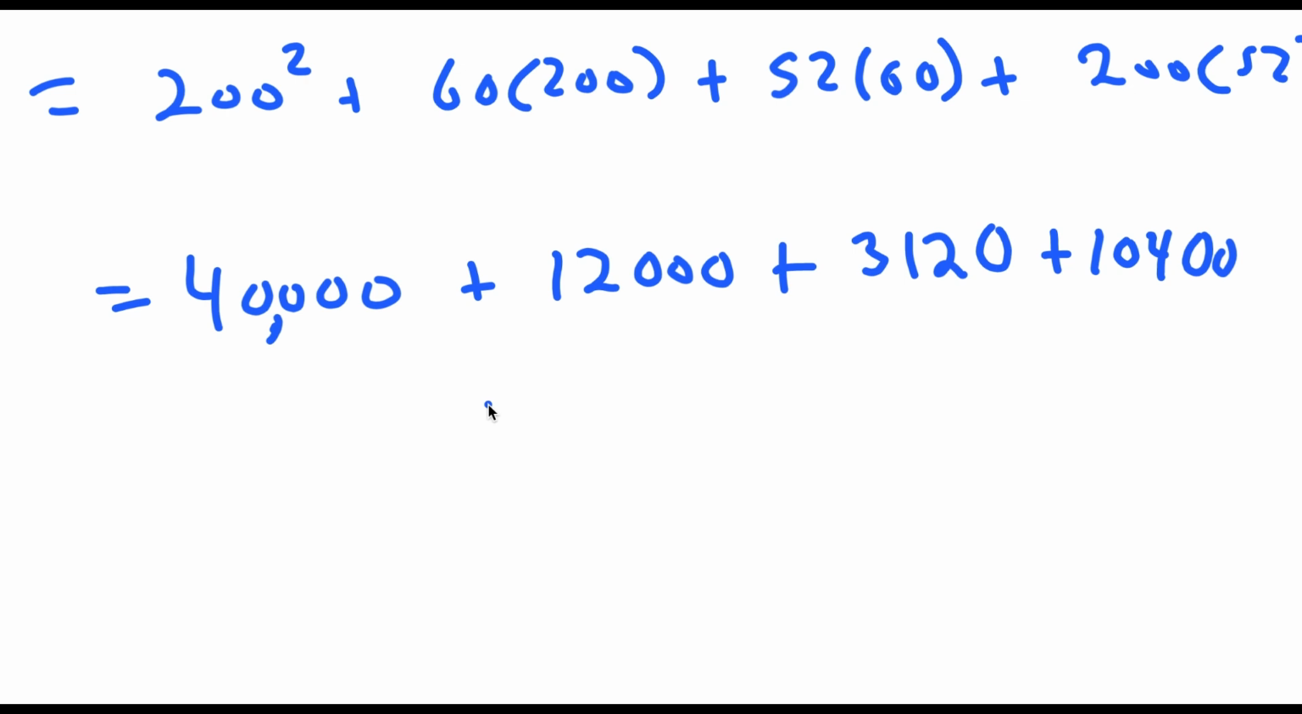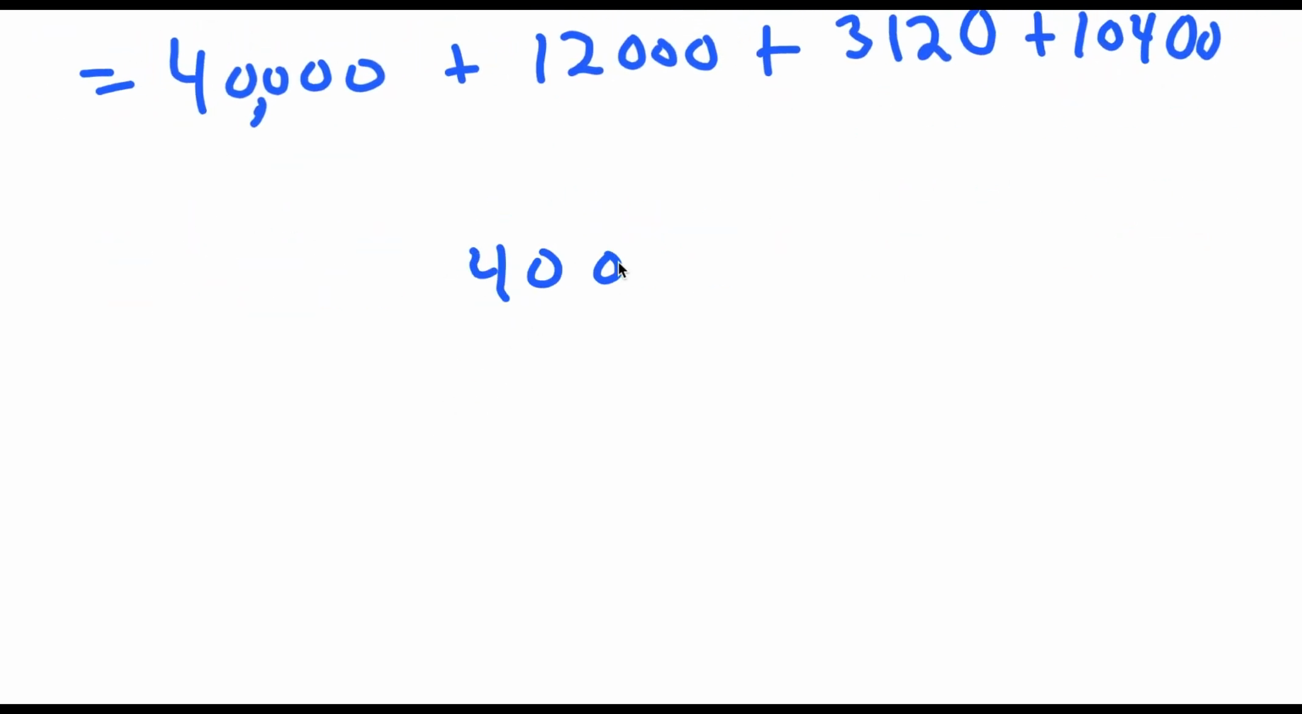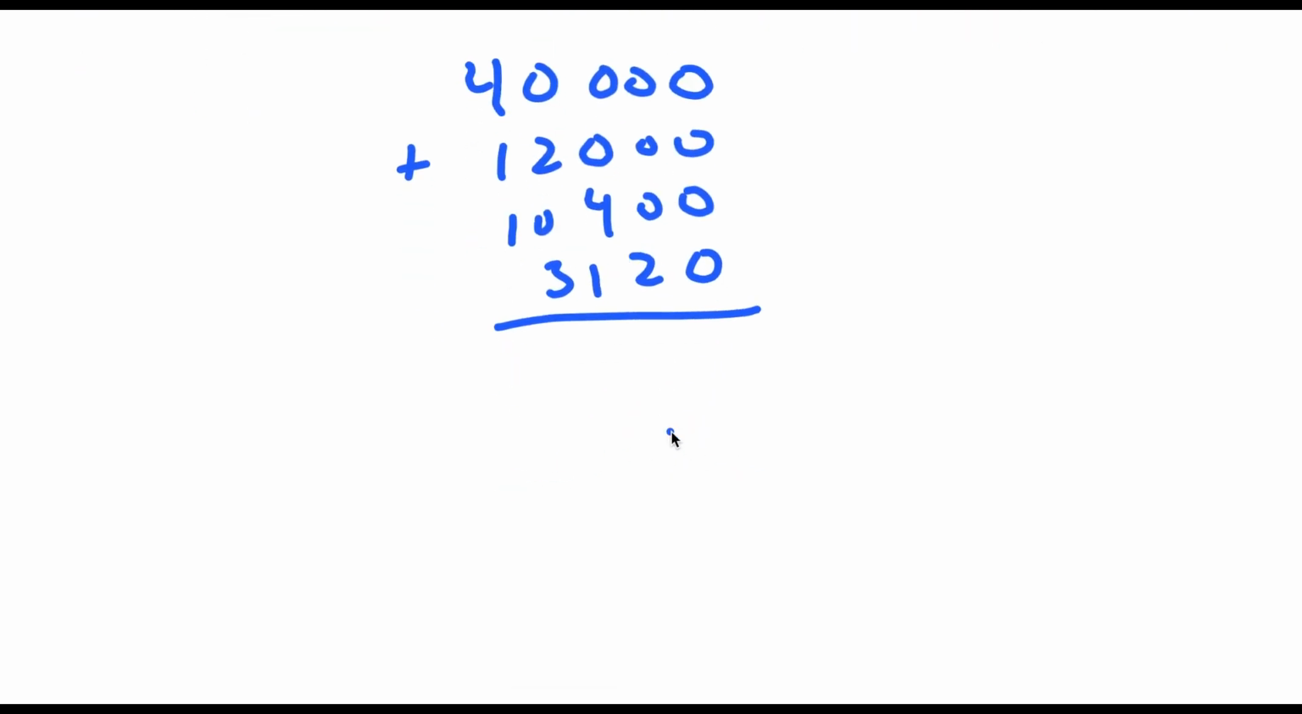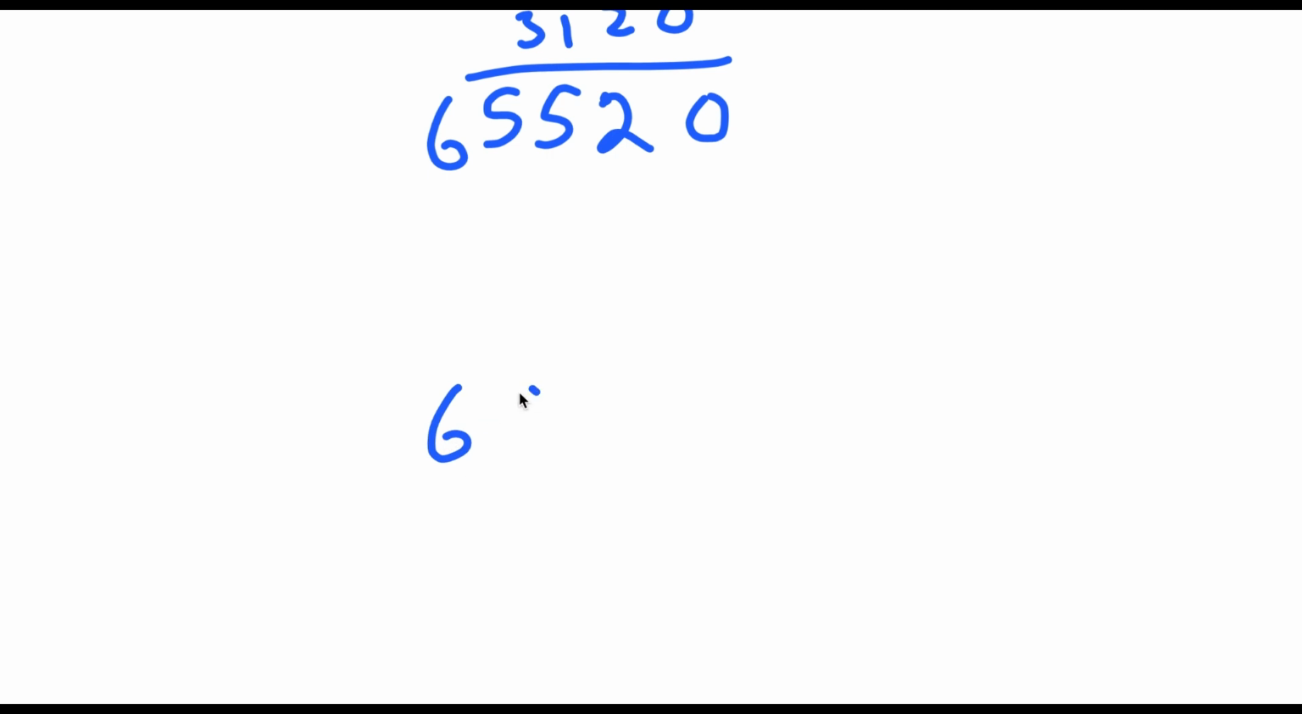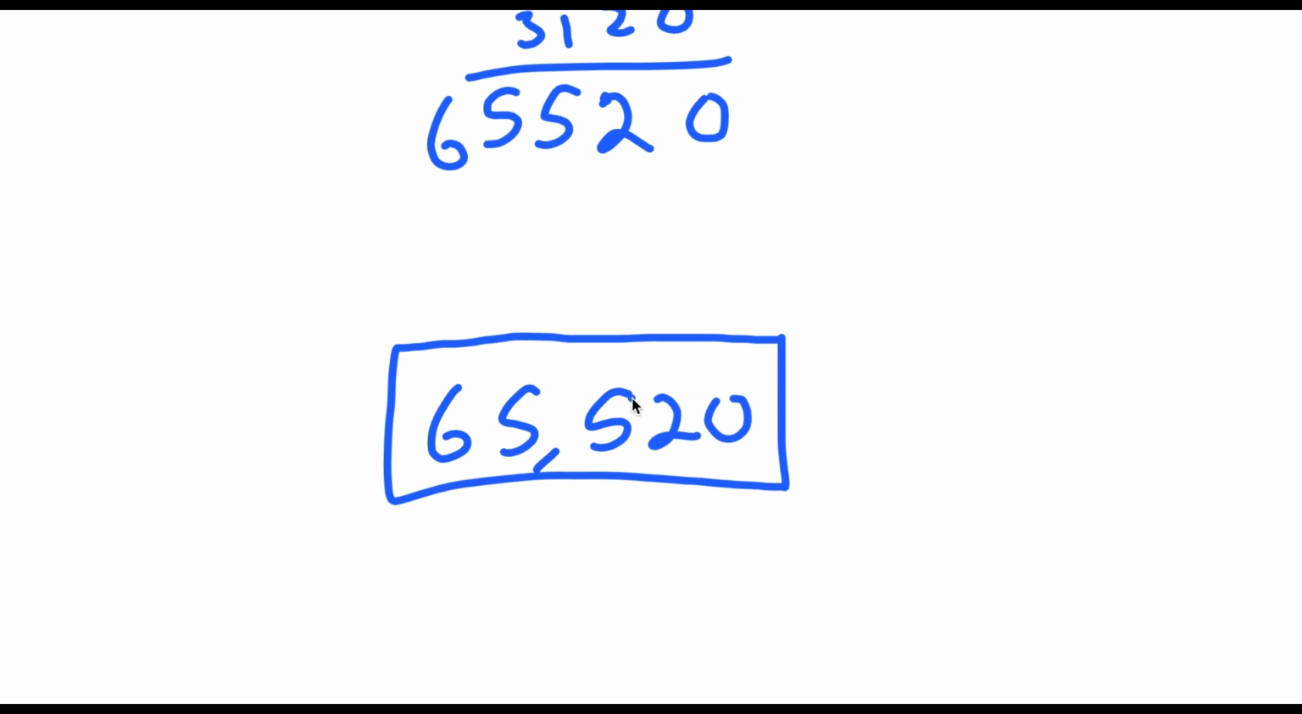And now let me actually add these all up. 40,000 plus 12,000 plus 10,400 plus 3,120. So now I'm going to add up all the zeros. And now 0 plus 0 plus 0 plus 2 is 2. 0 plus 0 plus 4 plus 1 is 5. 2 plus 3 is 5. And 4 plus 1 plus 1 is 6. So I get 65,520 as my solution for this expression.